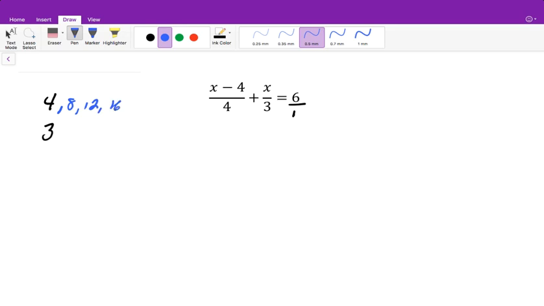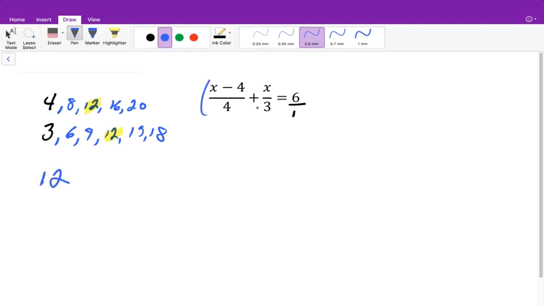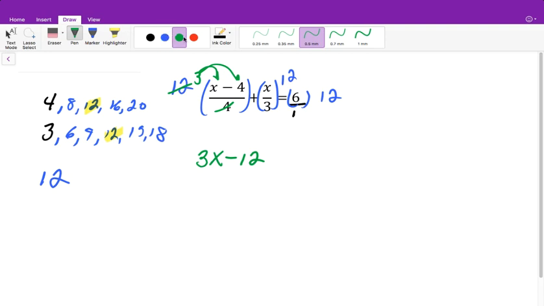4, 8, 12, 16, 20, and 3, 6, 9, 12, 15, 18. And we look and see what is the smallest number that they both multiply into. And that would be 12. So our least common multiple is 12. So everything is multiplied by 12. So now when we multiply this, the 4 goes into 12 3 times, so we're left with 3 times x minus 4, so it will be 3x minus 12. And here, the 3 goes into the 12 4 times, so we're left with 4 times x, so plus 4x, and we're left with 6 times 12, which is 72.